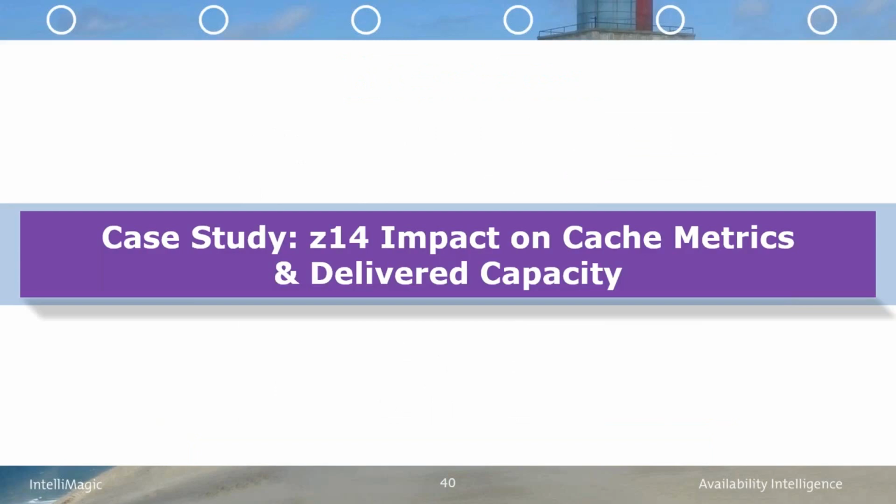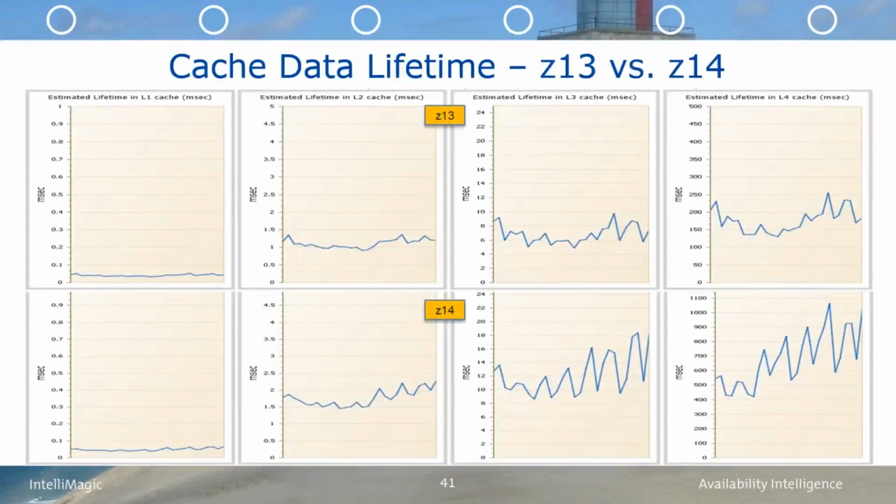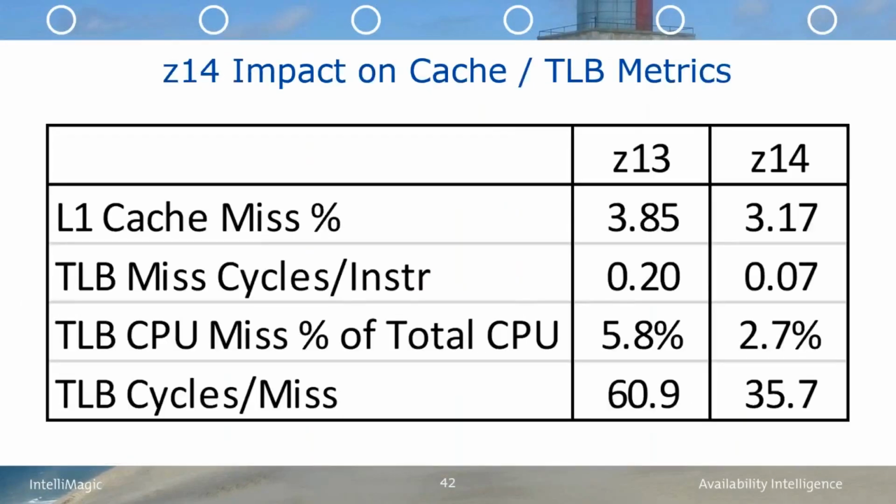So now let's look at a case study of the cumulative impact of all these changes on the Z14 cache metrics and overall delivered capacity. These charts show the estimated lifetime of data in the various levels of processor cache for both processor models. The duration that data remains in cache on the Z14 is at least 50% longer for levels 2, 3, and 4, which we can certainly expect translates into lower miss percentages and thus better RNI.